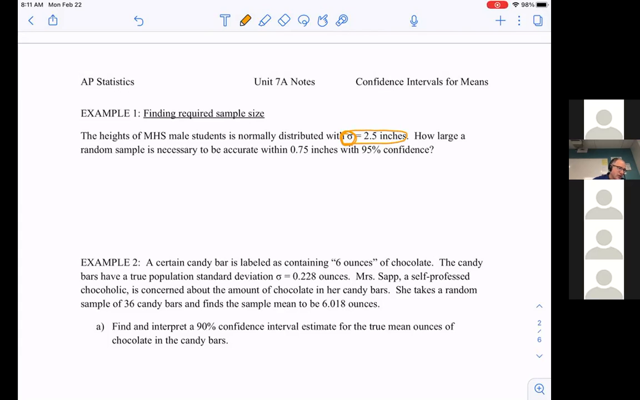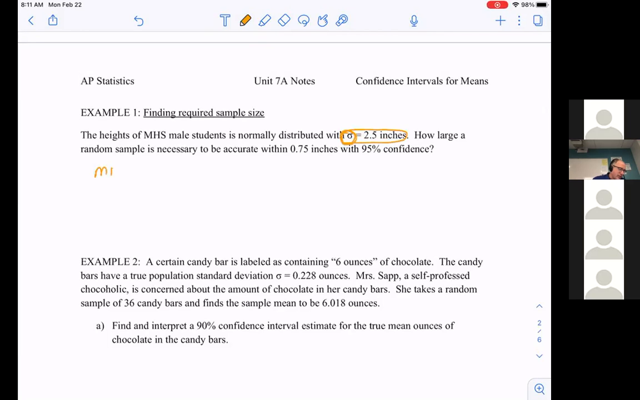Once we start not knowing that, then I have to switch over and use a T, which we'll get to later today. So again, remember, my margin of error is equal to the critical value times my standard error. My standard error is the standard deviation, and since it's a sample, I'm going to divide by the square root of n. So that's my margin of error.